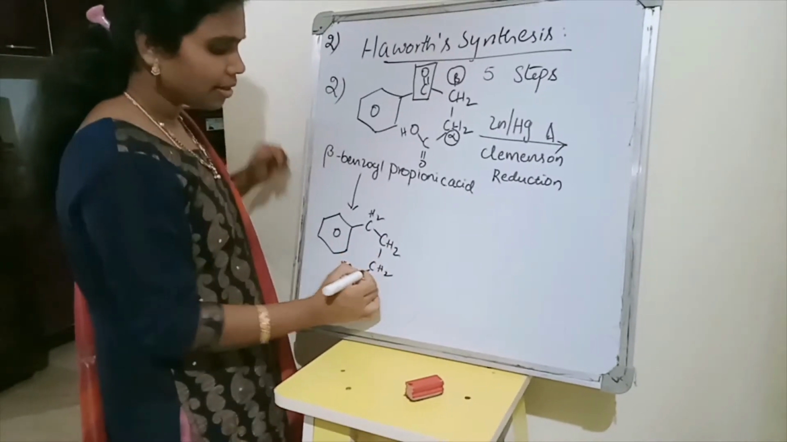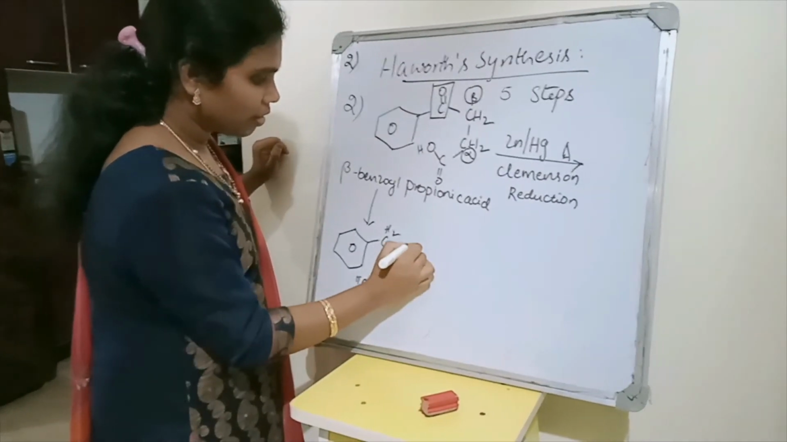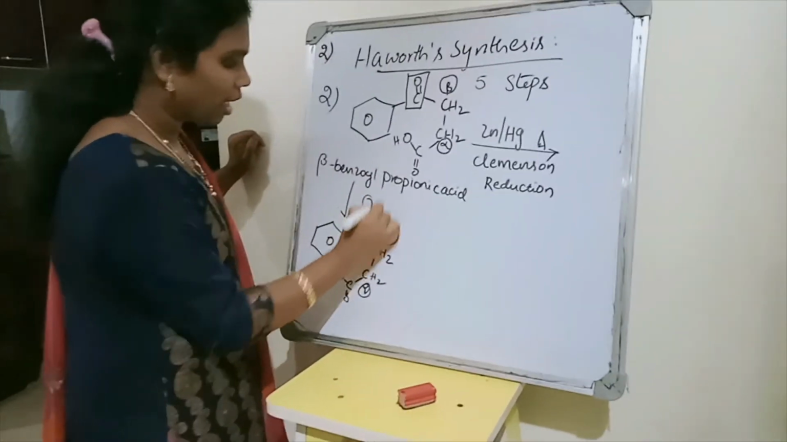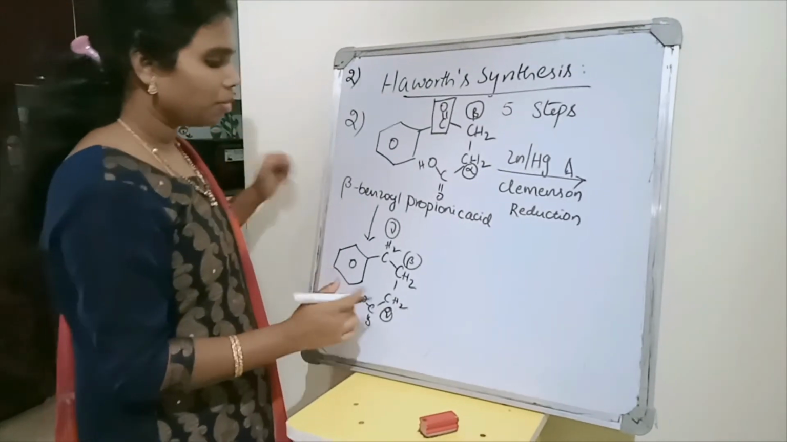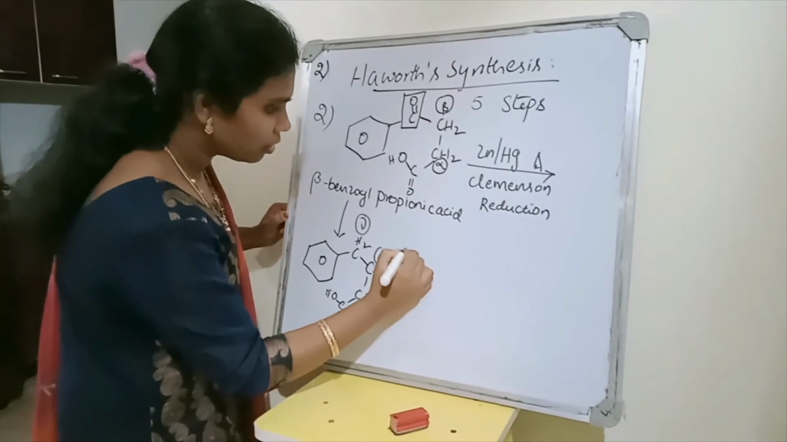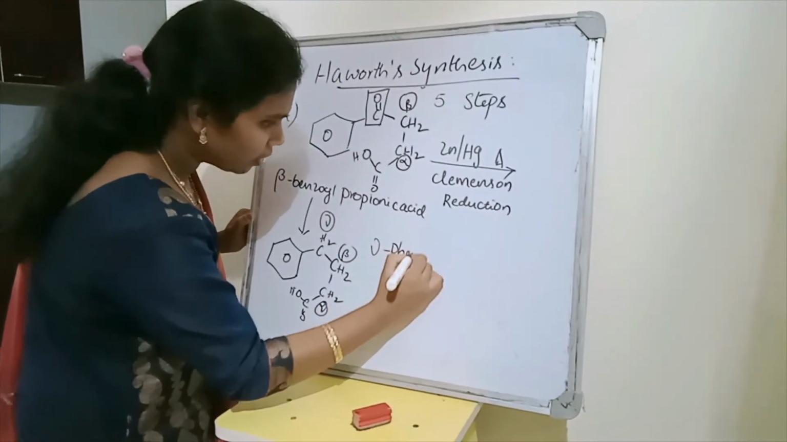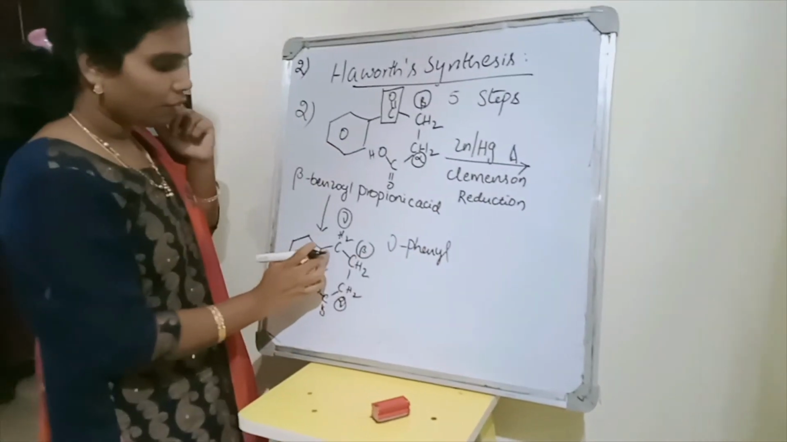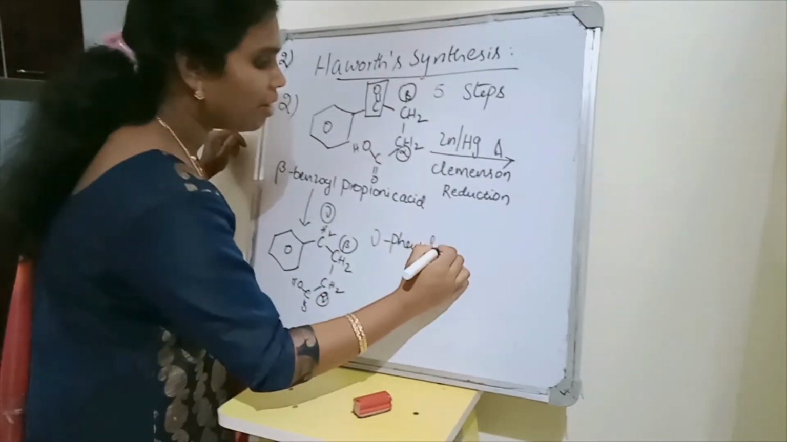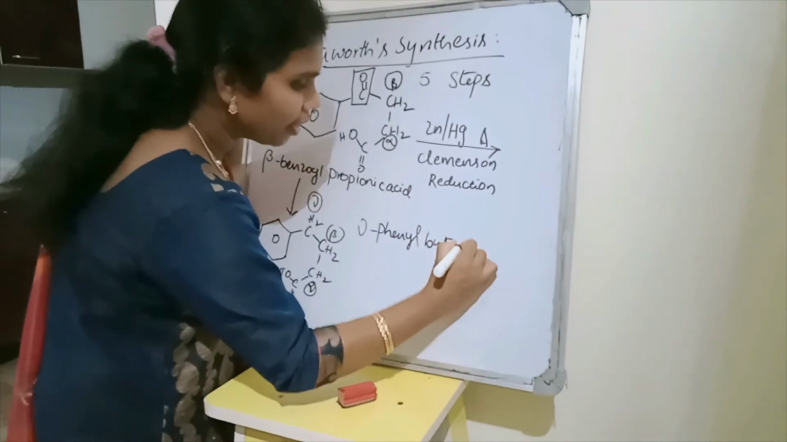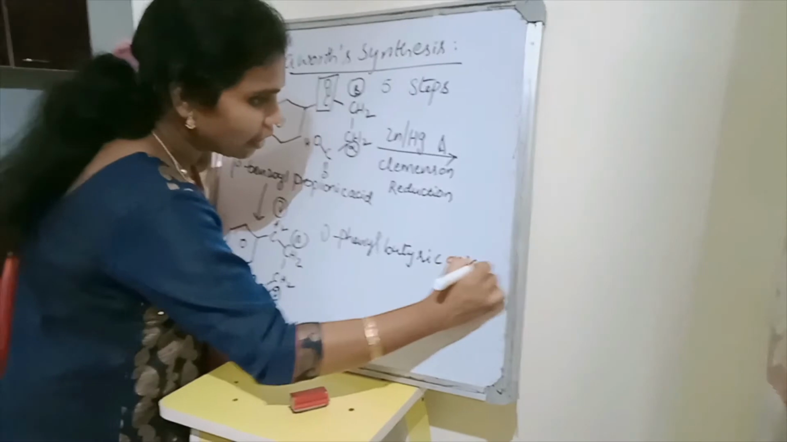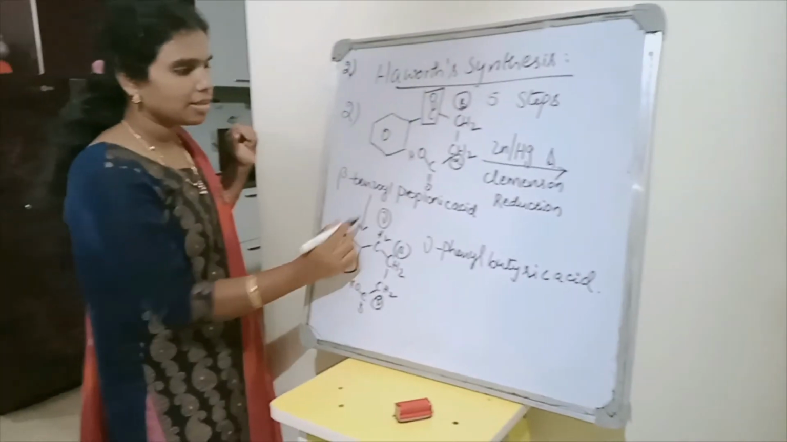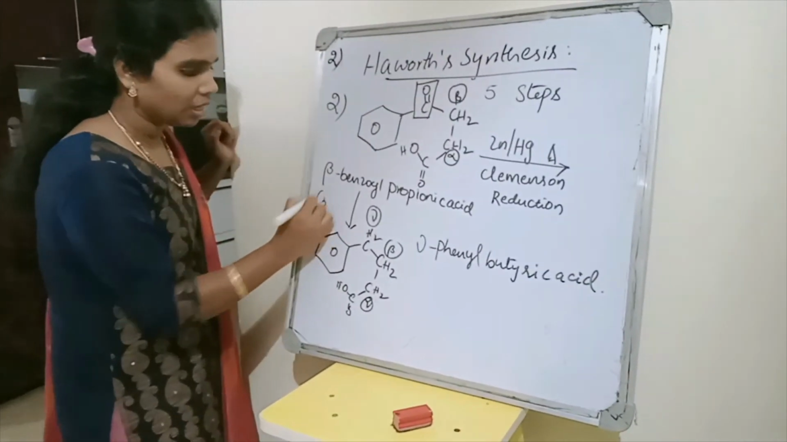See, this is the alpha carbon, this is the beta carbon and this is the gamma carbon. Now what is the product name? Gamma phenyl, 1, 2, 3, 4 carbons. So gamma phenyl butyric acid has formed. Okay, this is nothing but our step 3 reaction.